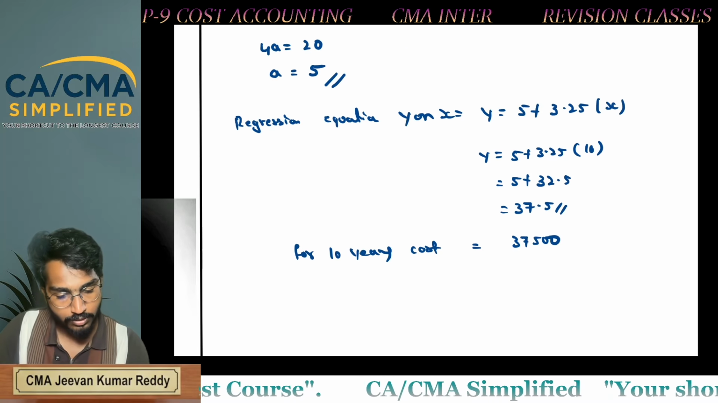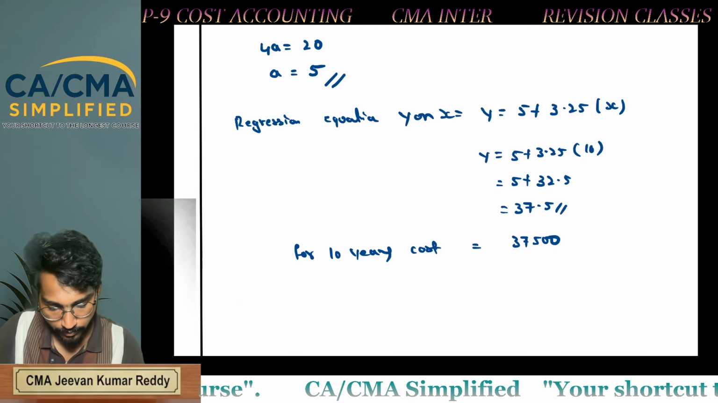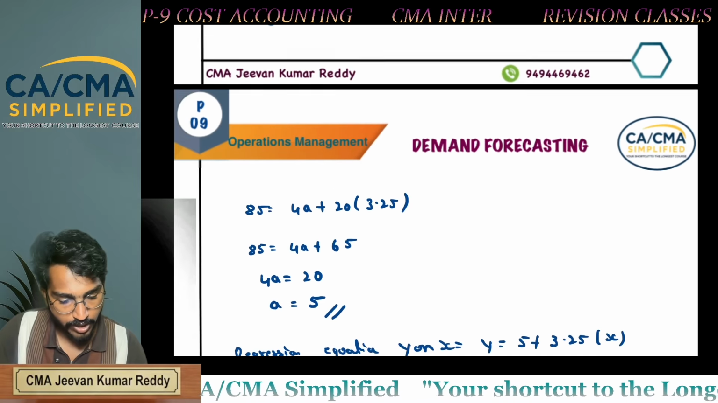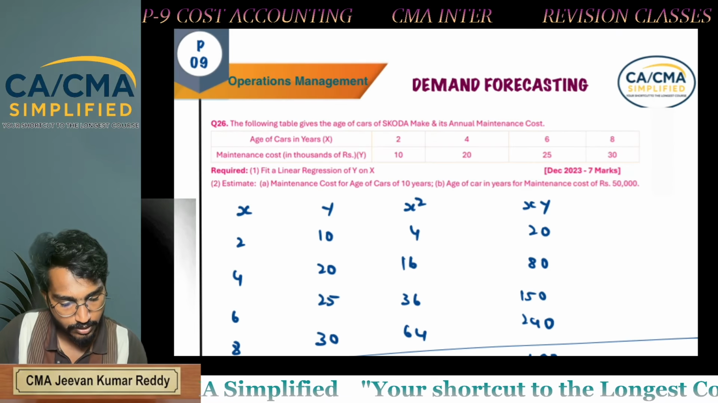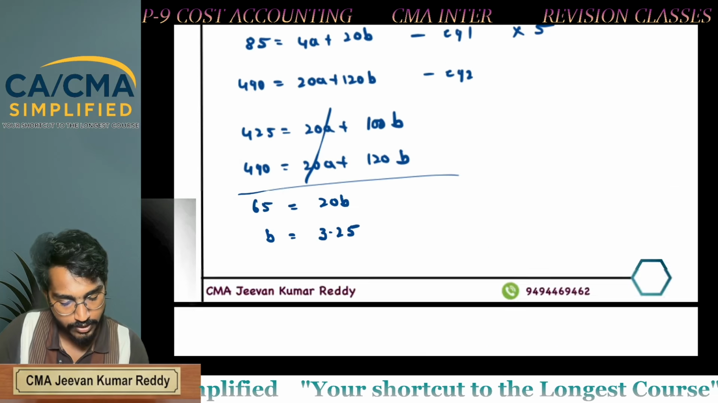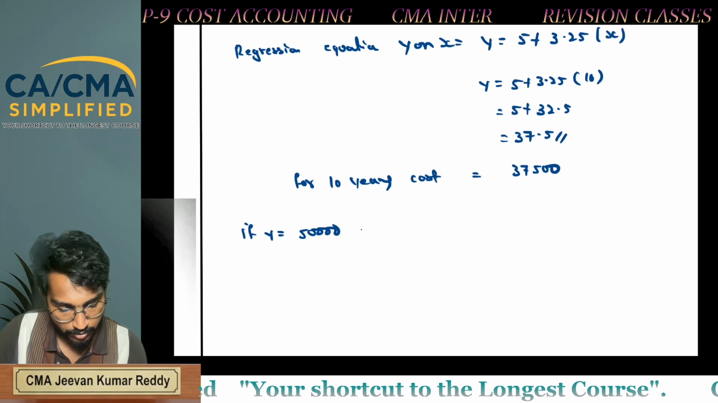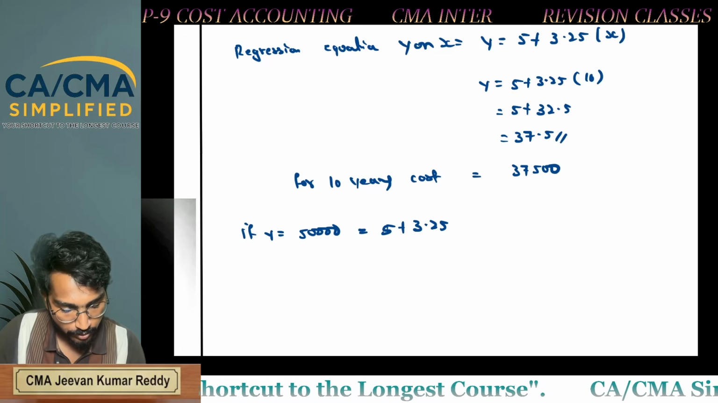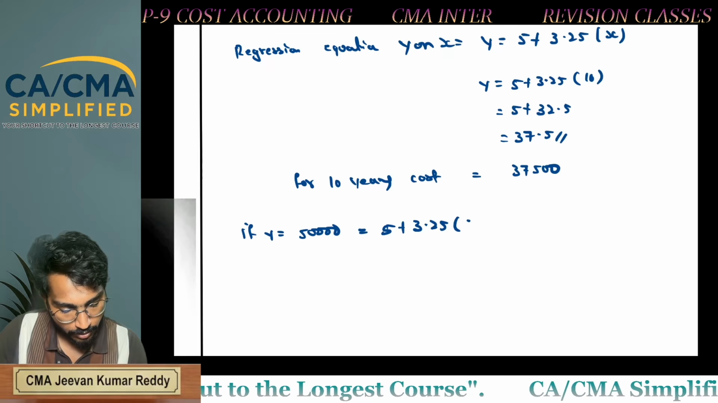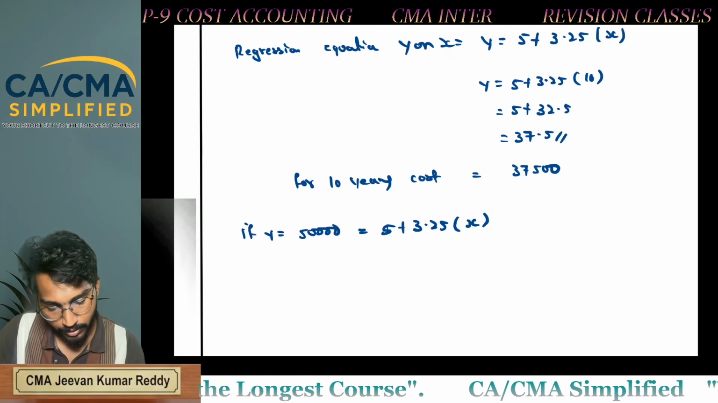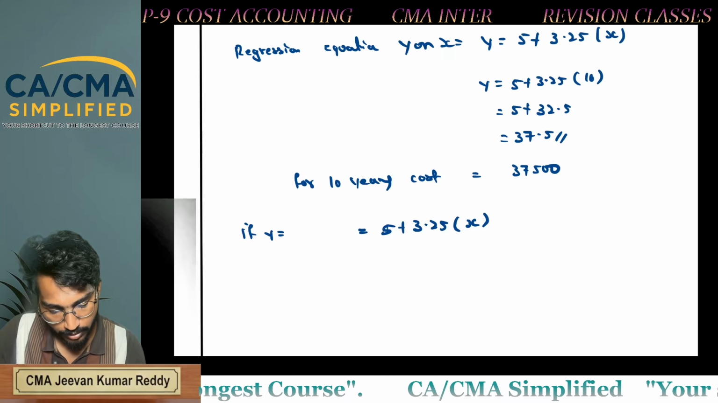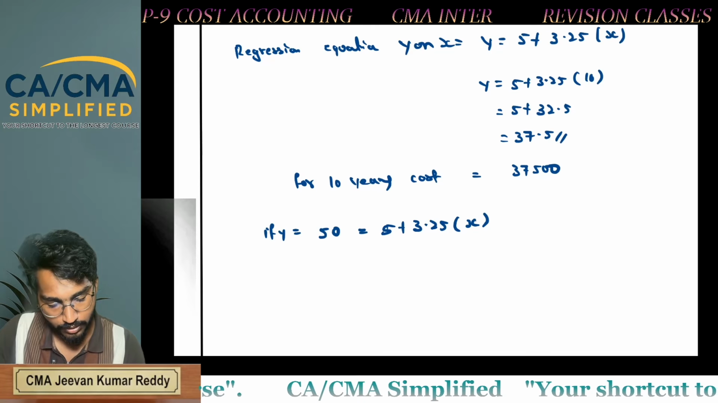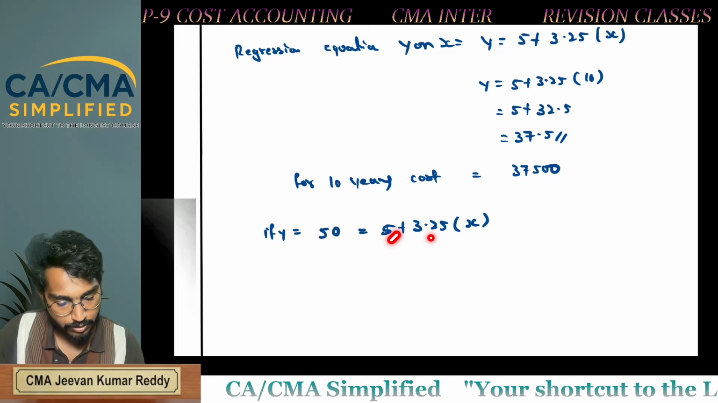Now, what he asked: if y is equal to 50,000, that means the maintenance cost, that is y, is equal to how much? 50,000. What is the x value? Now, y is equal to 50,000, nothing but 50. If y is equal to 50, then a is equal to 5 and b is equal to 3.25.